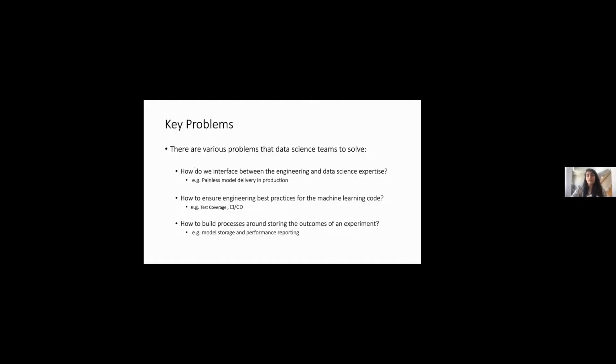And finally, how to build processes around storing the outcomes of the experiments. Once you train a model, what happens to the artifacts that are output from that model? Where do you store them? Is it a central place? Where do they live? And how do you really report the performance of your machine learning models? These are all the big questions that currently data science teams are dealing with.